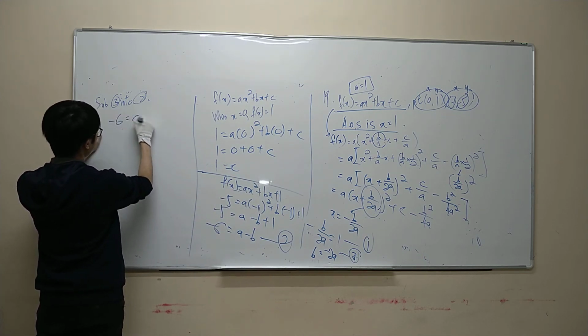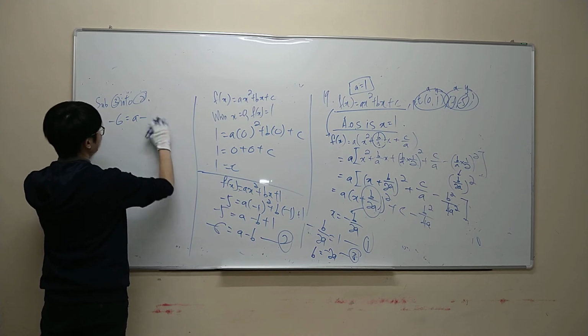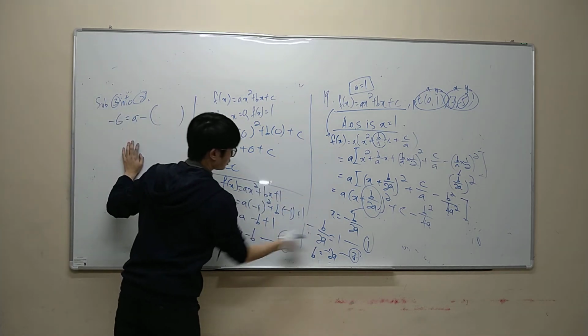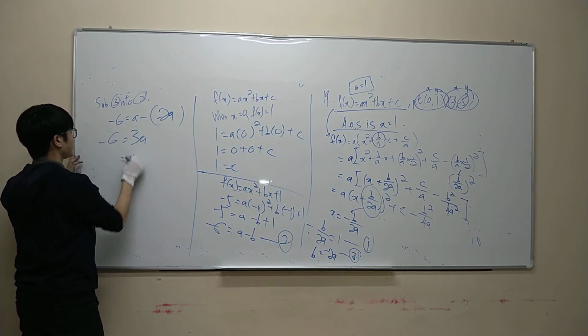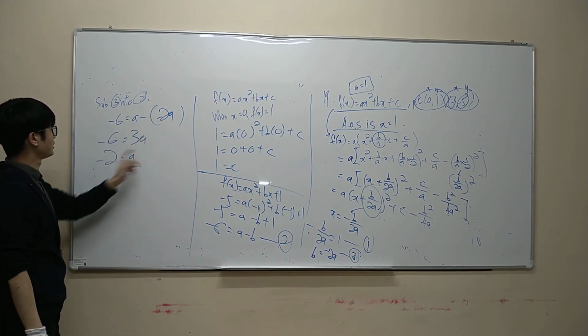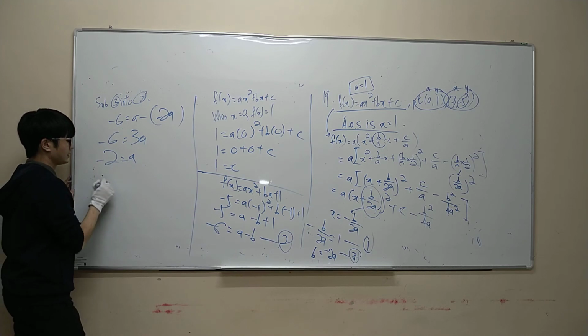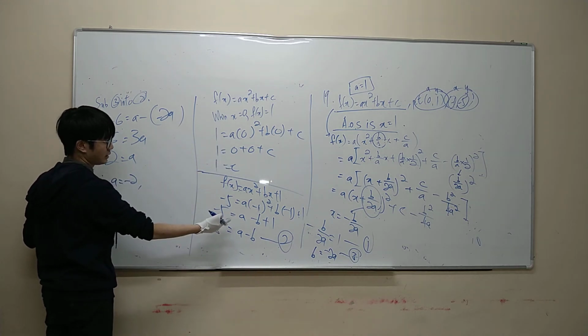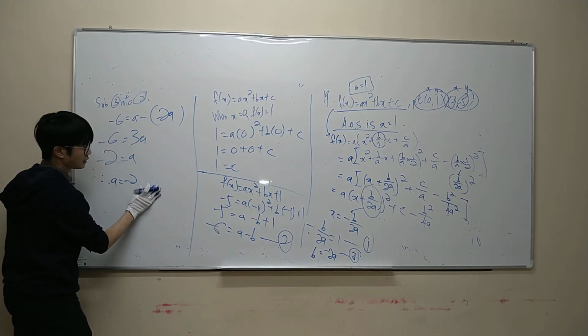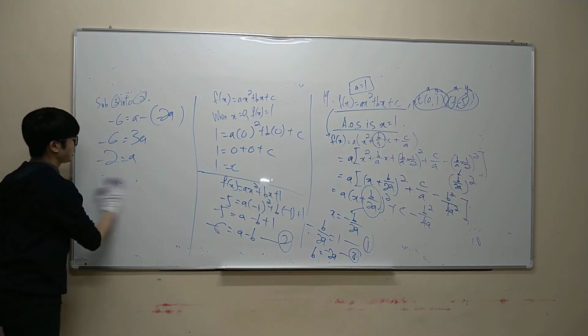Negative 6 equals a minus b, and the b I substitute with negative 2a, because you substitute 3 into 2. So here you have 3a equals negative 6, so a is negative 2. Right? So what's the answer? a is negative 2, b is, what's the b? Oh, b is not found yet. Okay, find b first.